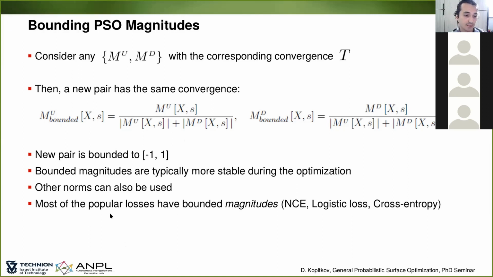And the interesting observation is that for many of the popular losses, if we calculate their functional derivative, we will see that their magnitudes are already bounded. Noise contrastive estimation, logistic loss, and cross entropy already have this kind of normalization inside their magnitude functions, which may explain why they are so popular. Possibly they are better than other alternatives. They're more stable.